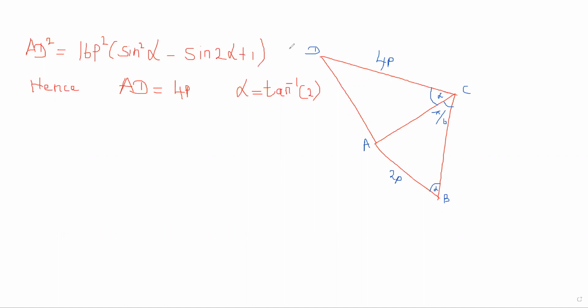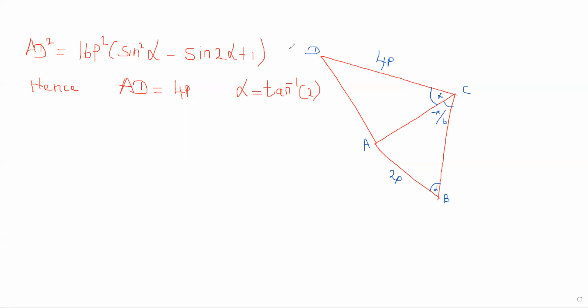Now what they are asking us to prove is AD squared is equivalent to 16P squared times (sine squared alpha minus sine 2 alpha plus 1). So it seems to be a new question. That means in the recent past papers, the same idea is not there. But it is from the basics. That means we only know two rules now.